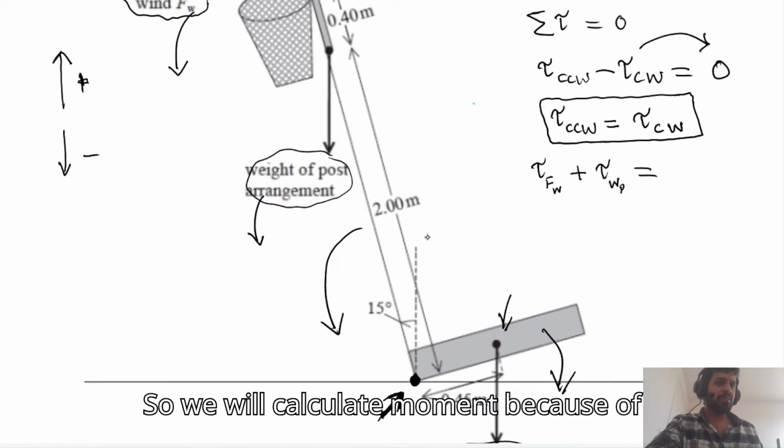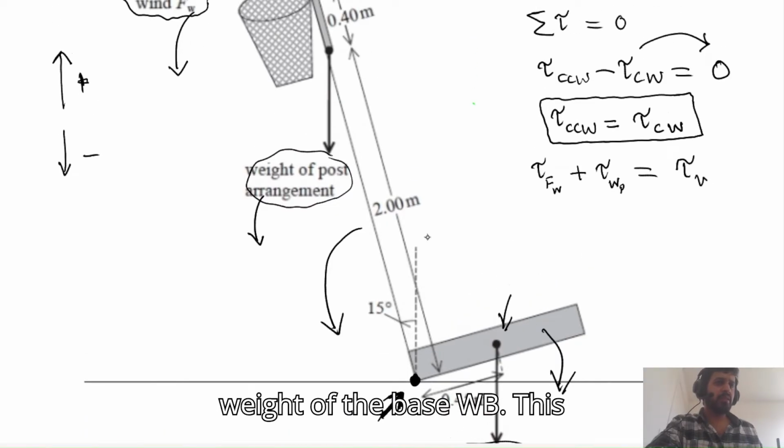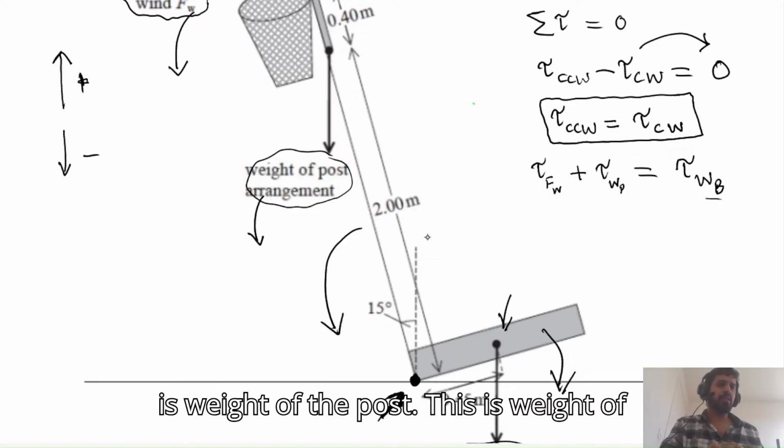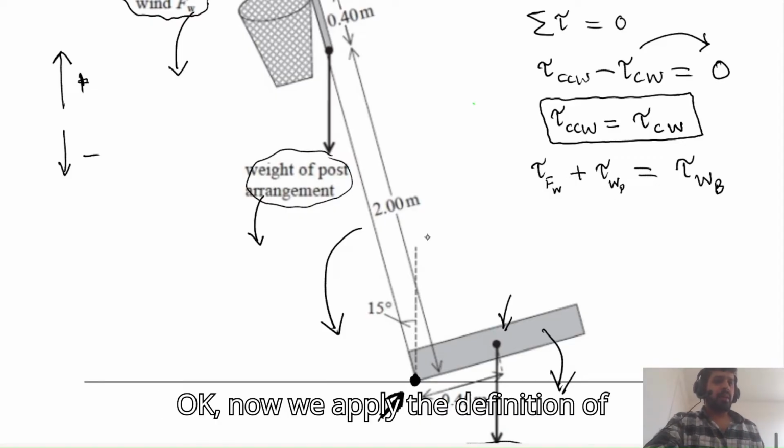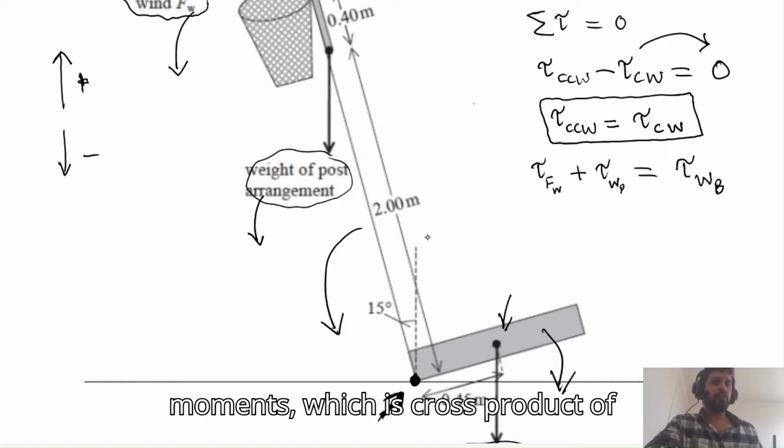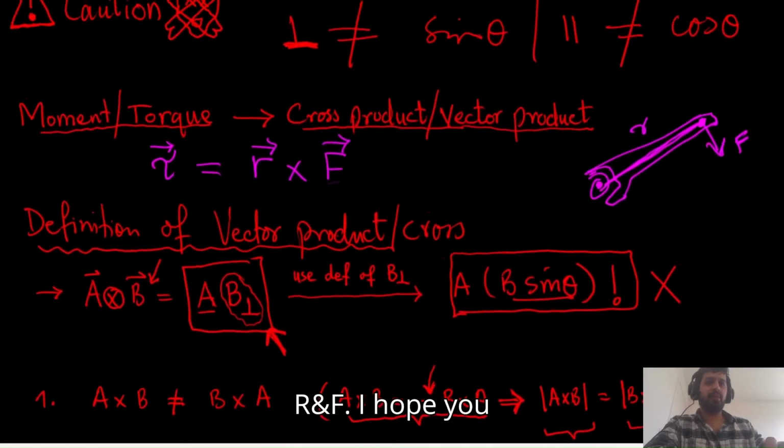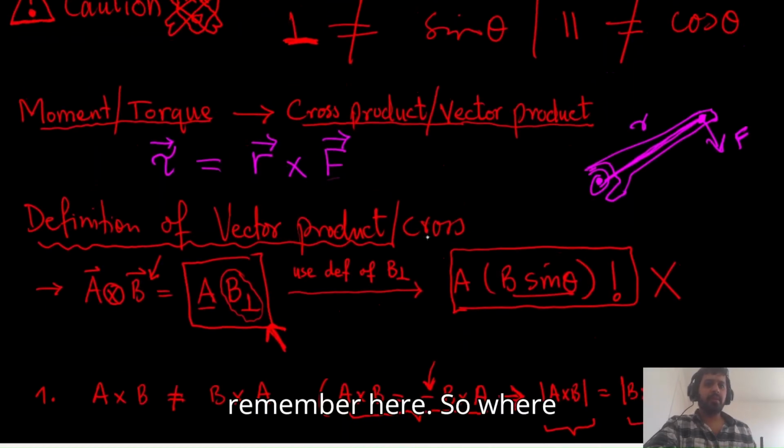So we will calculate moment because of weight of the base, Wb. This is weight of the post, this is weight of the base. Now we apply the definition of moments, which is cross product of R and F. I hope you remember here.